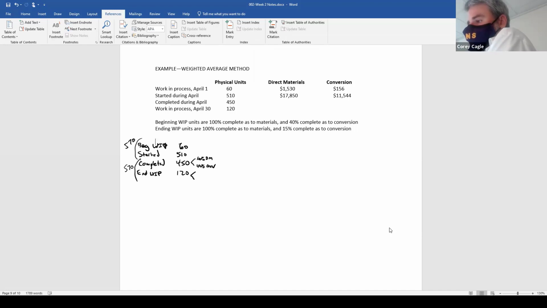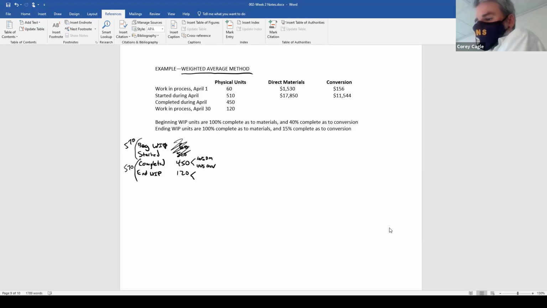They had been 40% complete, so we had more work to do on them. All right, we're doing the weighted average method here. So we don't care about anything that happened with beginning work in process as far as what stage of completion they are. None of that matters to us. So with weighted average, all we need to know is how many units are completed, how many units are not, and what stage are they.